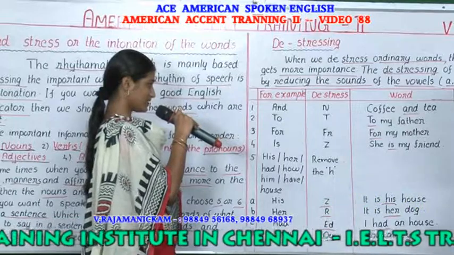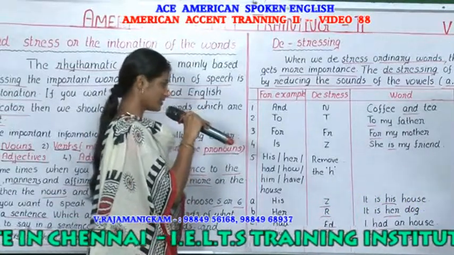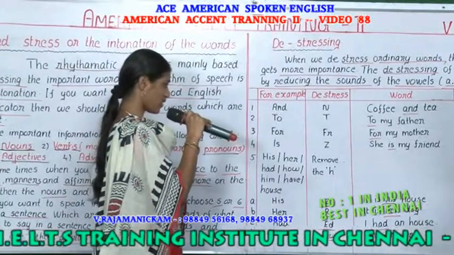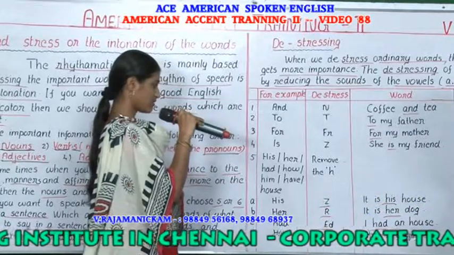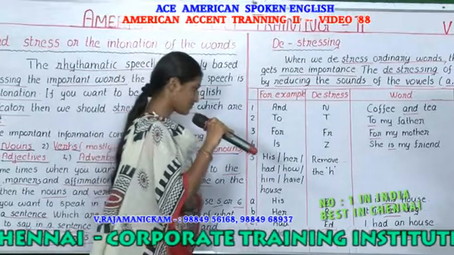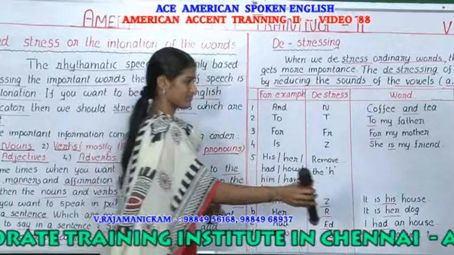Next. It is a dog. It's a dog. Dog should be highly stressed. Then, at an house. House should be stressed more. Next. Oh, how are you? Say, how are you? Okay, good.